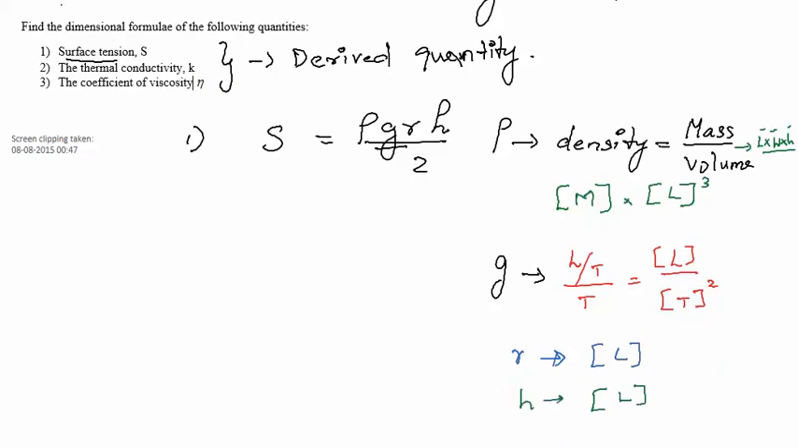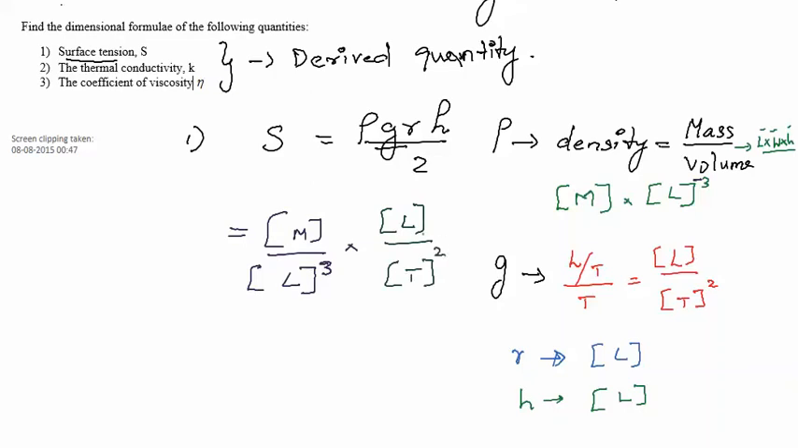So substituting all these into your equation, rho is M over L to the power 3, times g, which is L divided by T to the power 2, and then you have r, which is length, and then you have h, which is also length. Oh wait a minute, there's a negative sign, I forgot about that. So what about this 2 right here?